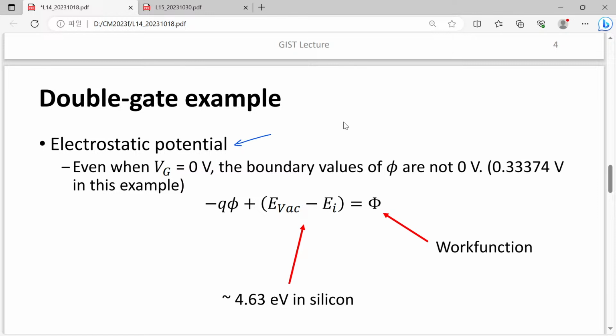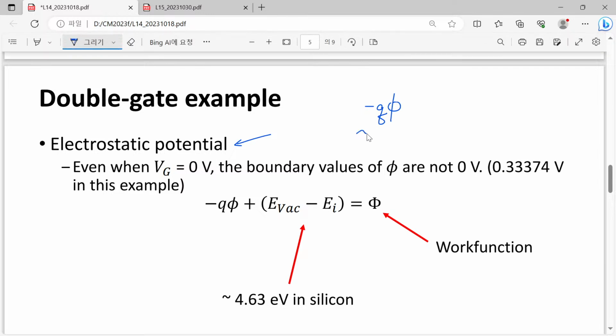So the convention is quite simple. So simply by this quantity, so the energy level corresponding to the electrostatic potential, we wanted to point out the intrinsic energy level of the reference material. In many cases, in our cases, the reference material is equal to silicon.